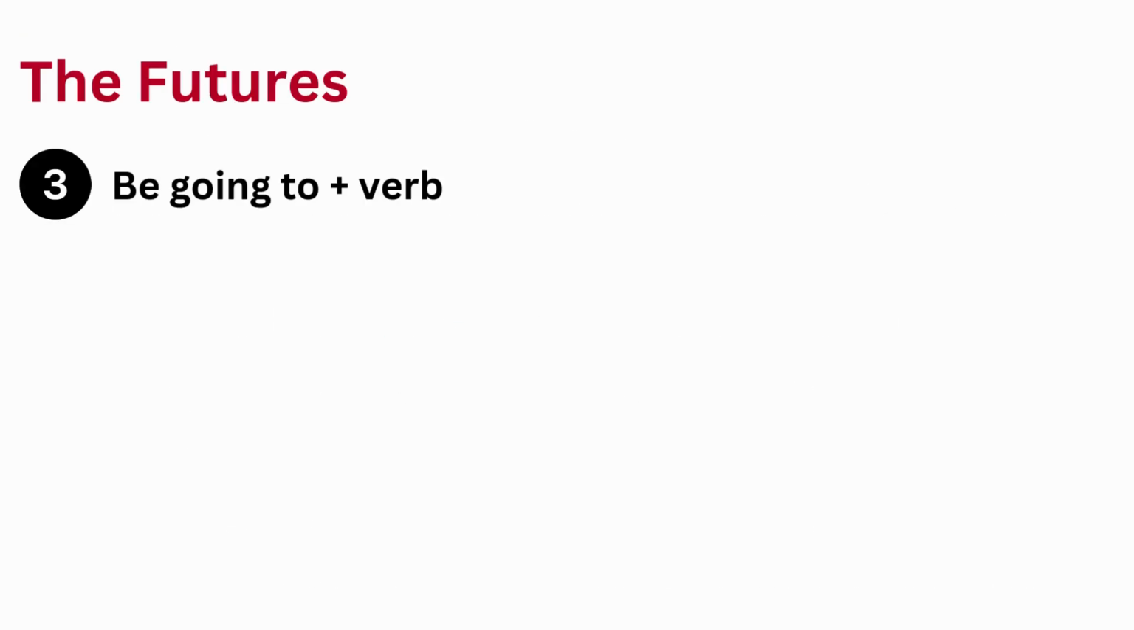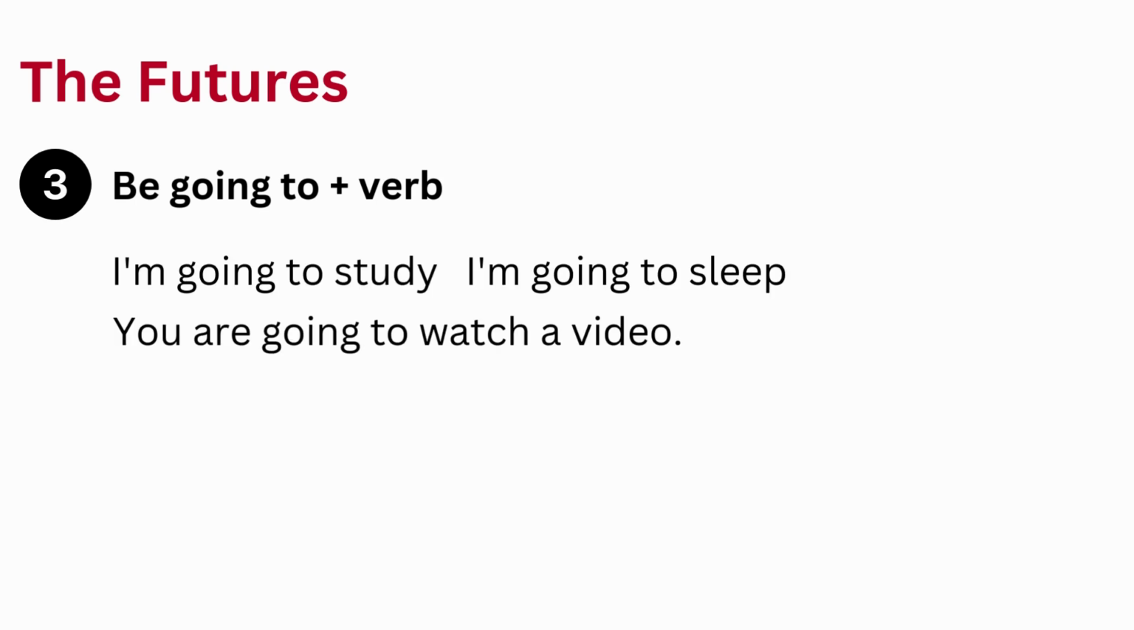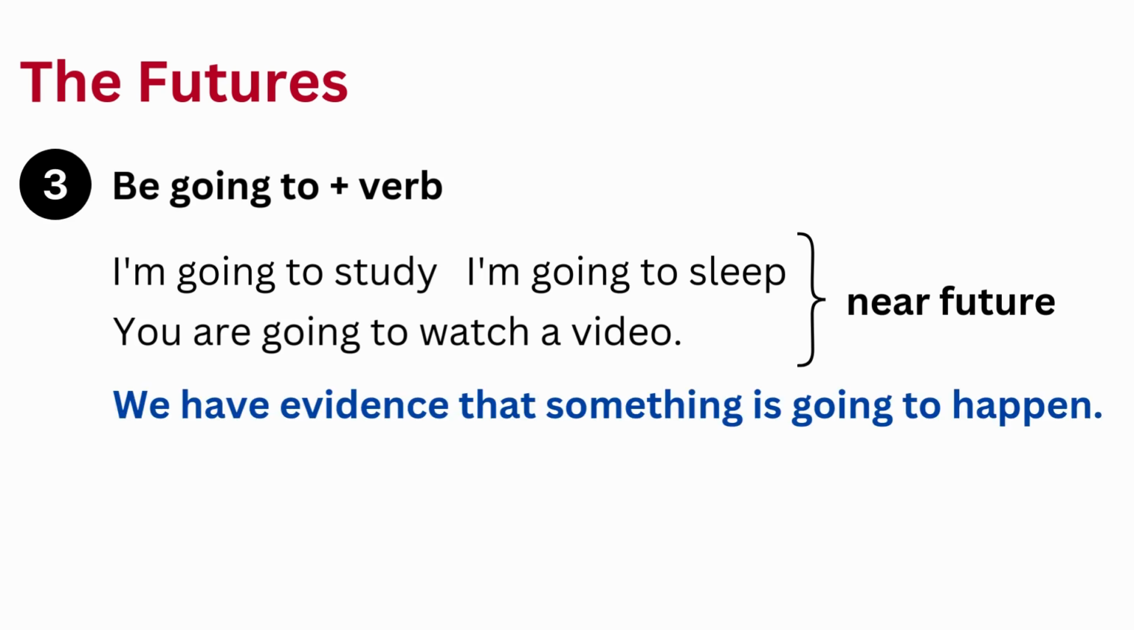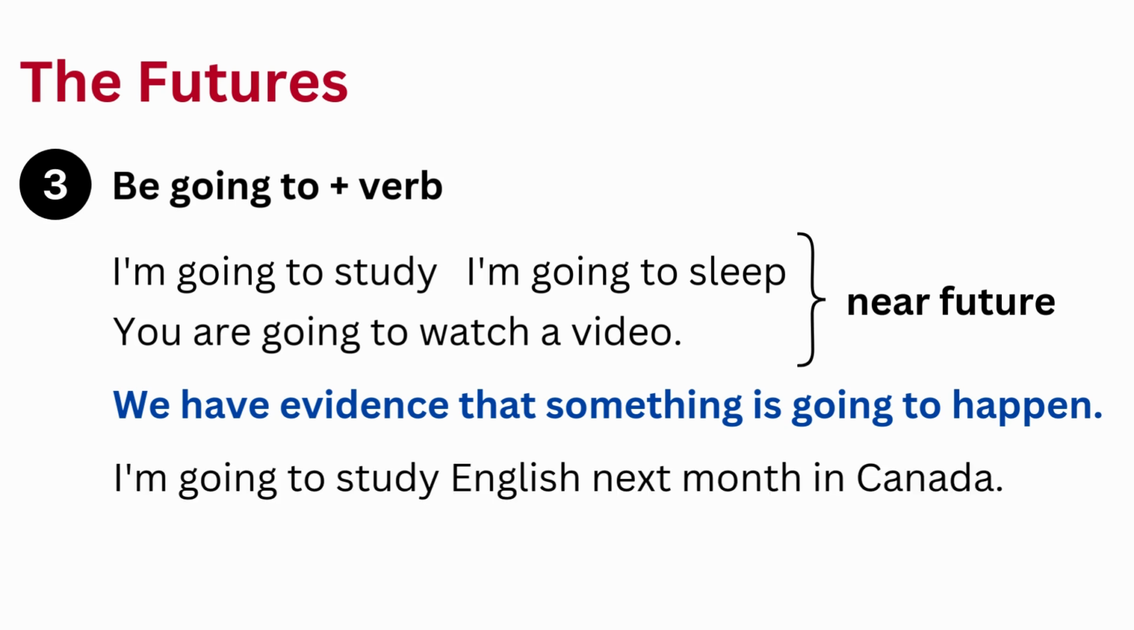Now let's look at the 2 verbs we commonly use for the future, or we commonly think of as future verbs. Be going to, plus a verb, and will. For example, I'm going to study, I'm going to sleep, you are going to watch a video. We use this when we are talking about the near future. It's similar to the present continuous. So it's not a future that's very, very far away. It's soon, but it's a future where we think something is going to happen and we have evidence that something is going to happen. For example, I'm going to study English next month in Canada. This means you probably have your ticket already bought. You are pretty sure about this.